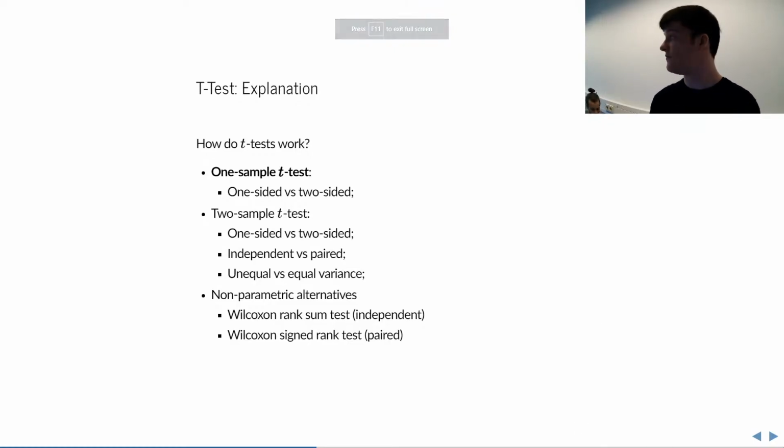If not, then we can continue. Okay, so we quickly covered how you can do the test in R and what the different choices are. Now I'm going to go a bit more in depth into how the t-test works and why it works this way, and also what it actually looks like when you choose those different arguments.